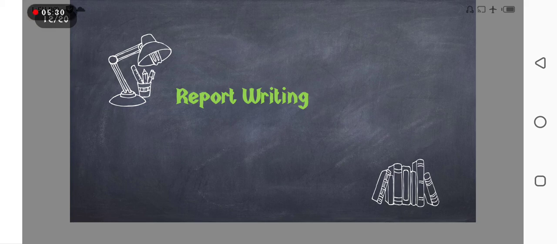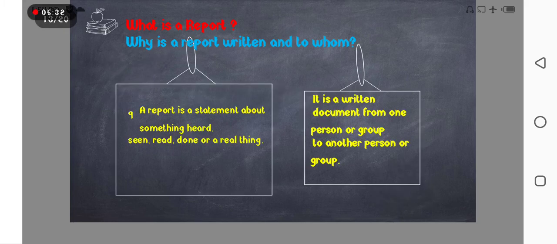Now next comes report writing. This is another thing, report writing. Okay, what is a report? And we will see in this lecture why a report is written and to whom it is written. A report is a statement about something heard, seen, read, done, or a real thing. It is a written document from one person or a group to another person or a group.